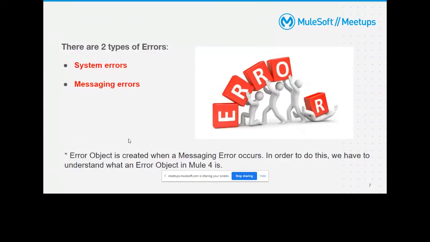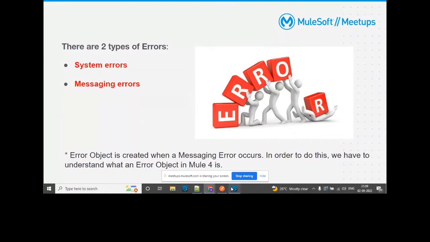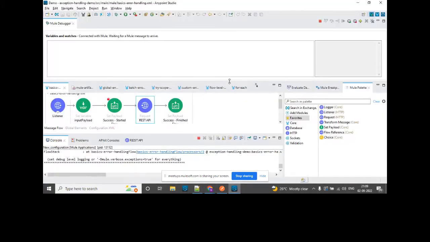So basically, starting with the categories of errors. There are two categories of errors in MuleSoft: system errors and messaging errors. We'll focus more on the demo, that's what I want to do. So I will first show how the error object gets created in MuleSoft.